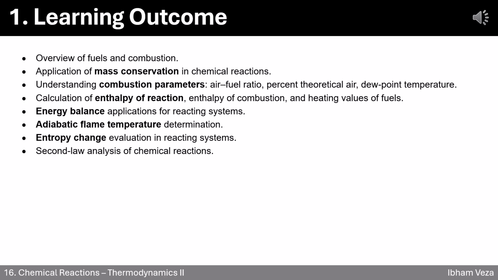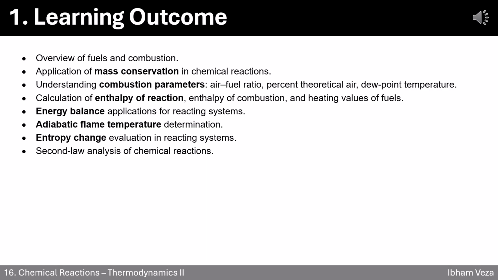1. Learning outcome. Before we dive into the technical details, let's get clear on what you'll take away from this chapter. First, you'll get an overview of fuels and combustion, understanding what we burn and why. Next, we'll focus on the core principle of mass conservation in chemical reactions, because every atom must be accounted for. You'll also learn key combustion parameters like air-fuel ratio and theoretical air, which are crucial for efficiency and control.